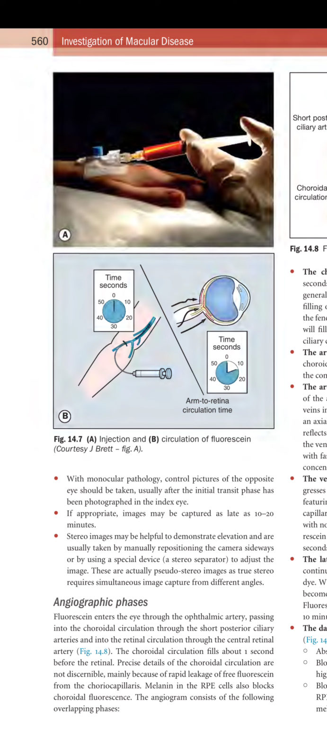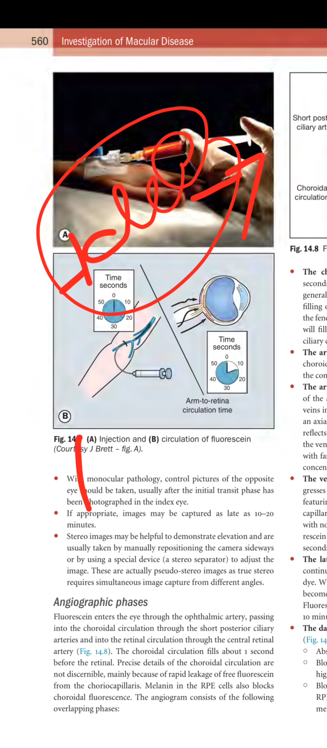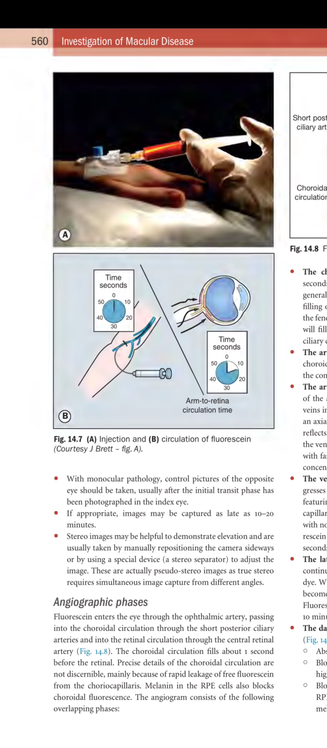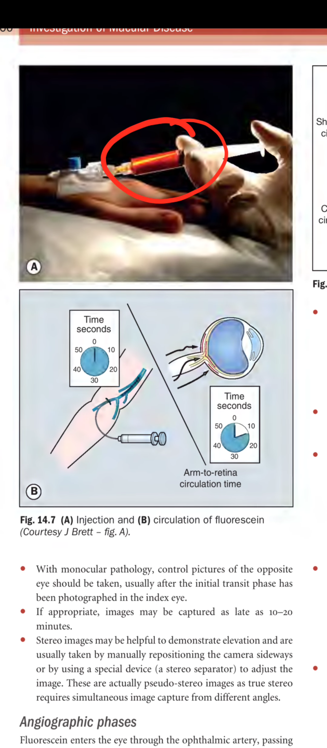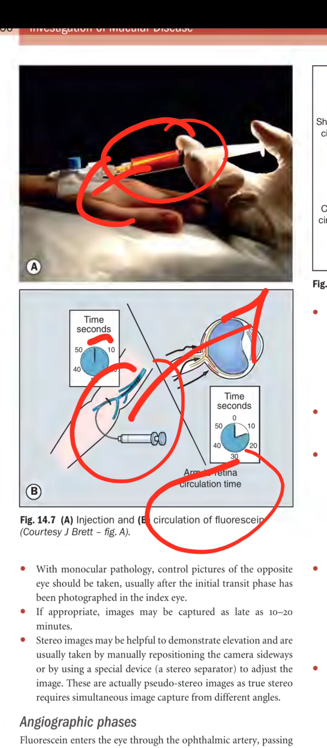So basically you take pictures as fast as you can, and then continue for almost 10 to 20 minutes. You can see here, A is the injection of the fluorescein into the body, and B is showing the circulation of the fluorescein. So you can say within 10 seconds the fluorescein reaches the eye.